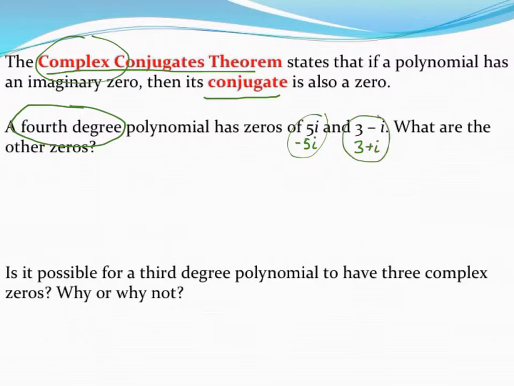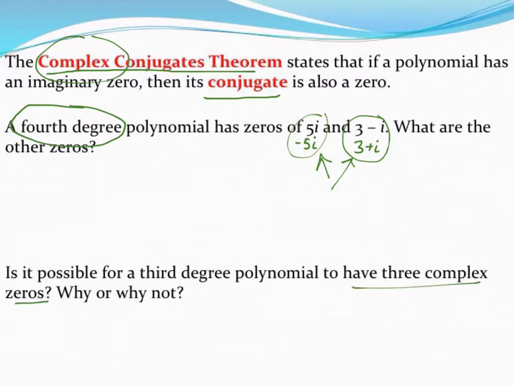So those represent all four zeros of this, and that's what we're talking about when we say we can't have just a single imaginary solution. They have to come with their conjugate. This can also lead us to some kind of interesting questions, like this one down here. Is it possible for a third degree polynomial to have three complex zeros?